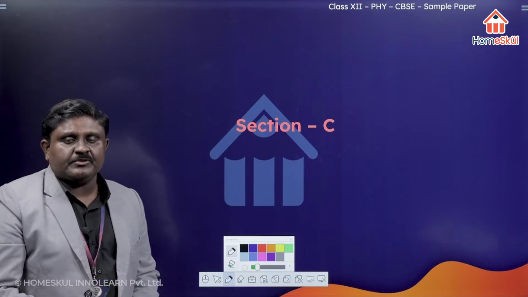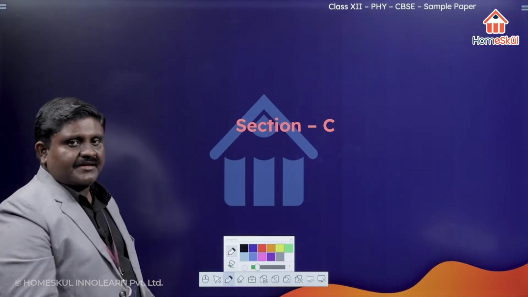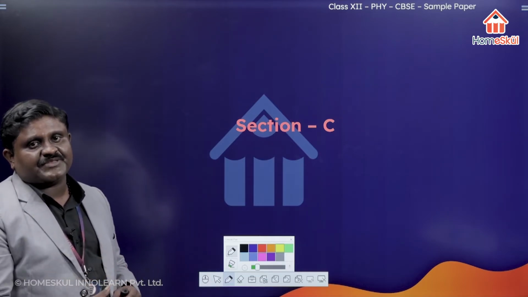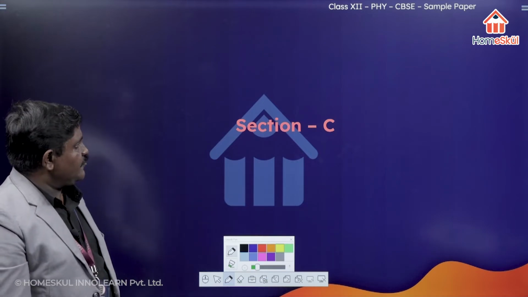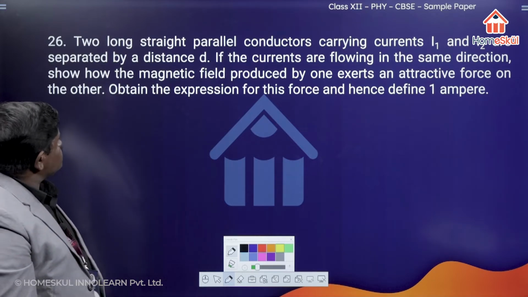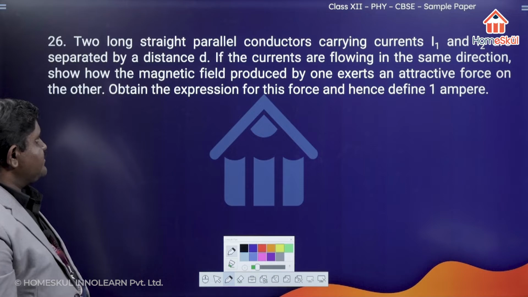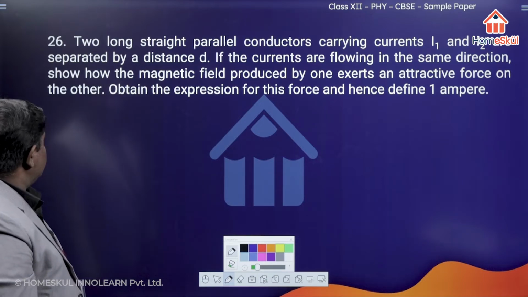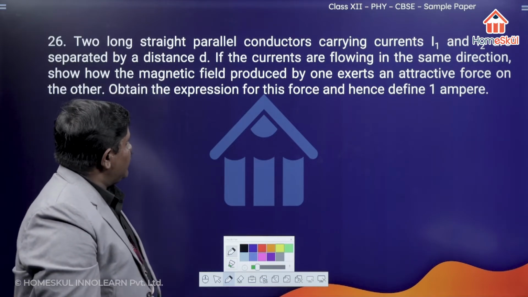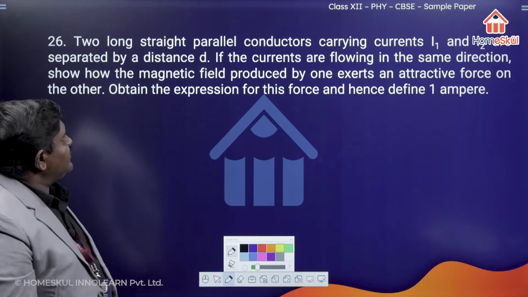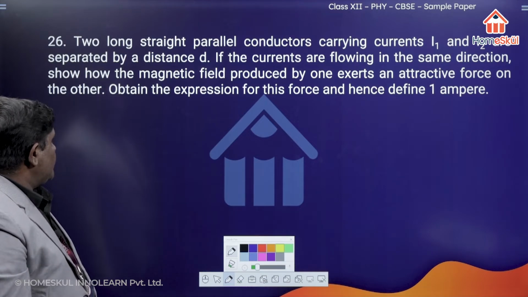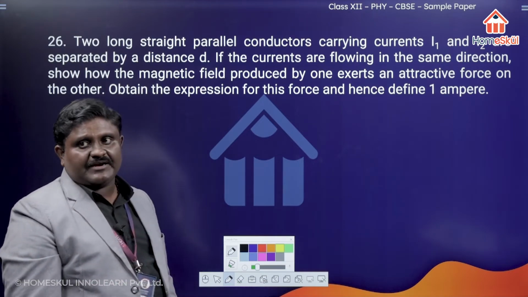So we move on to the next section, section C. Section C carries 3 marks each. Each question carries 3 marks. So let's move on to the next question, that is question number 26. Two long parallel conductors carrying currents I1 and I2 are separated by the distance d. If the currents are flowing in the same direction, show how the magnetic field produced by one exerts an attractive force on the other. Obtain the expression for this force and hence define 1 ampere.